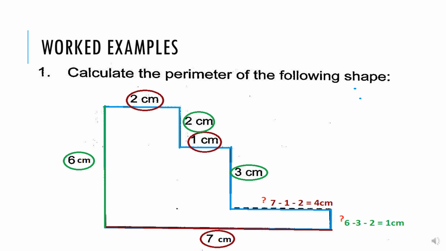to 1 centimeter. So now when we have all the lengths required, we will just add up all 8 of these figures, which is 7 plus 6 plus 2 plus 2 plus 1 plus 3 plus 4 plus 1. This is all in centimeters, so we don't have to convert anything. So the final answer is 26 centimeters.